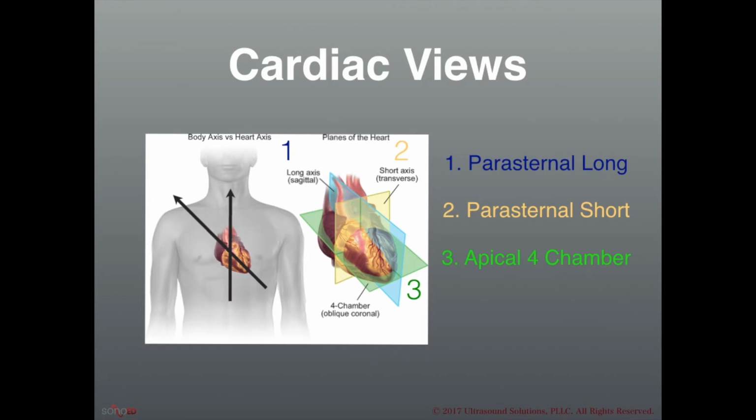The third, if you look at the green slice, is the apical 4-chamber view, and that's going to be obtained with the probe out by the apex of the heart. And then the fourth view, which is in a similar plane but from a different probe position, is the subxiphoid view.